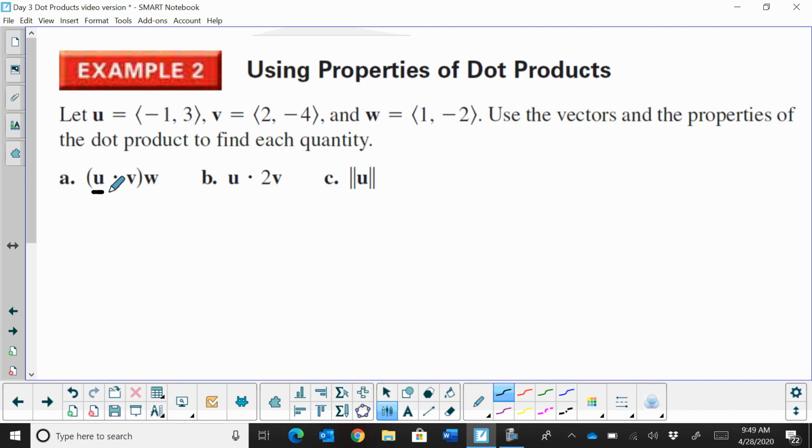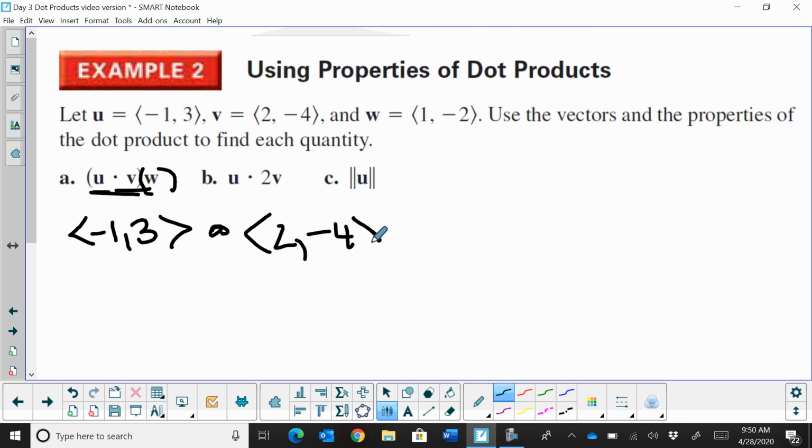So we're taking the dot product of u and v, and we're going to take that answer and multiply it times the vector w. Now, u dot product v will be a constant. Then we're going to take that constant and it becomes a scalar times w. So let's first start with u times v. So u is -1, 3, and I'm going to find the dot product with 2, -4. And that's going to be based on order of operations. We're going to find that first, then we're going to multiply it times w.